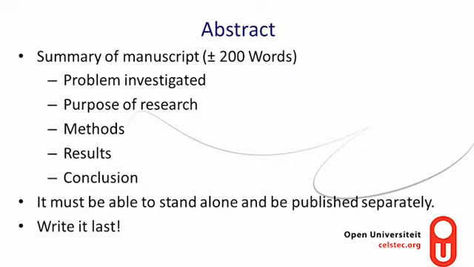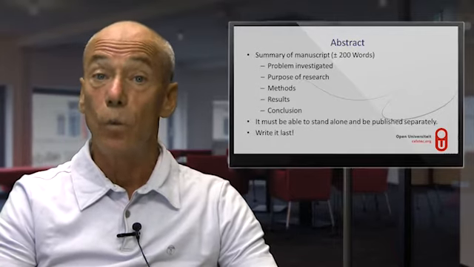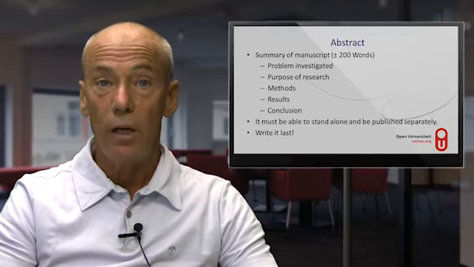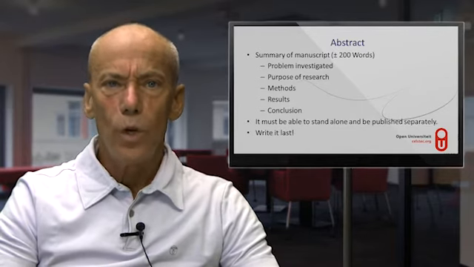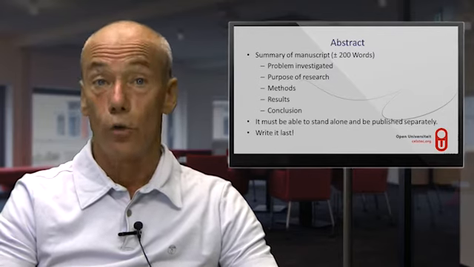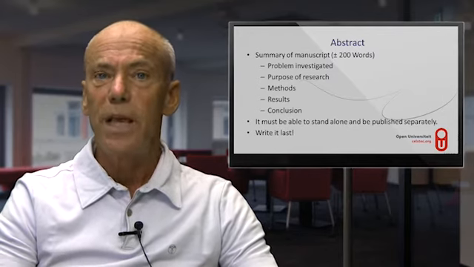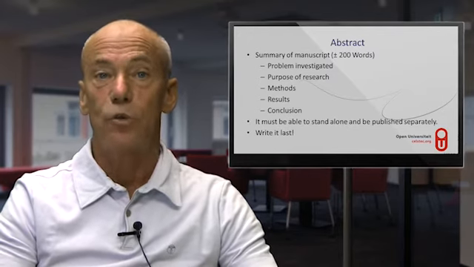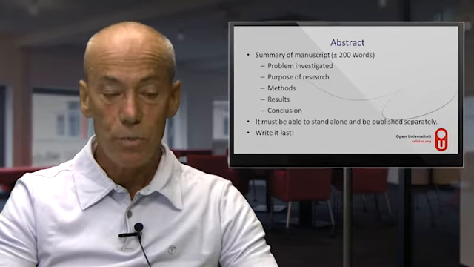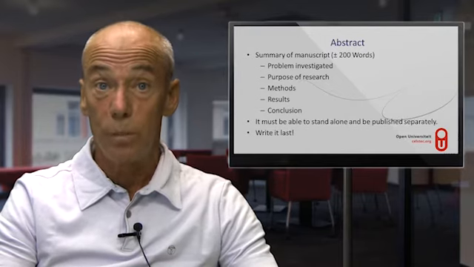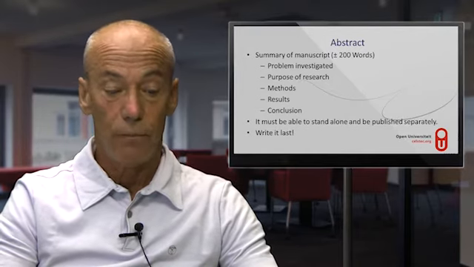A second important aspect, not only of being a summary, is that that summary has to be able to stand alone and be published separately. Most journals on their web pages present the title, the authors, and the abstract. That means when someone is looking at the journal's web page, they have to be able to decide, based upon your abstract, if they want to read your article. So it has to be standalone, because it will be web published separately.